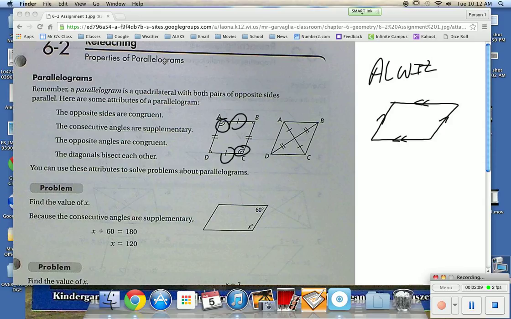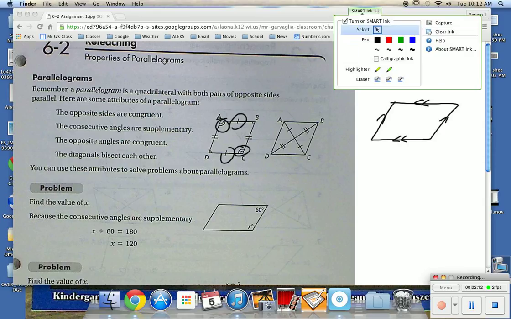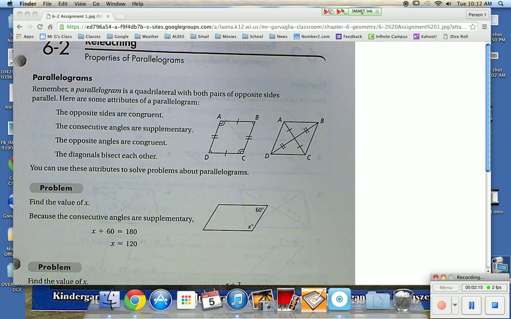Consecutive angles are supplementary. What does that one mean? What's supplementary, first off? Complementary is 90. Supplementary is 180. So when you add up consecutive angles, this angle to this angle, it will always equal 180 degrees.